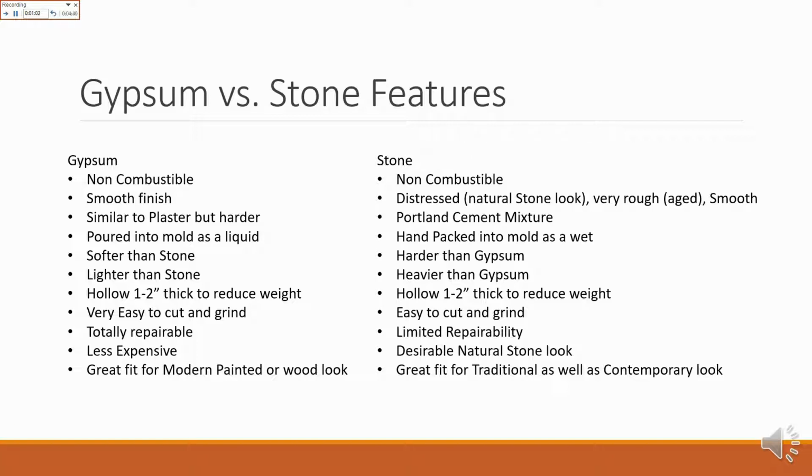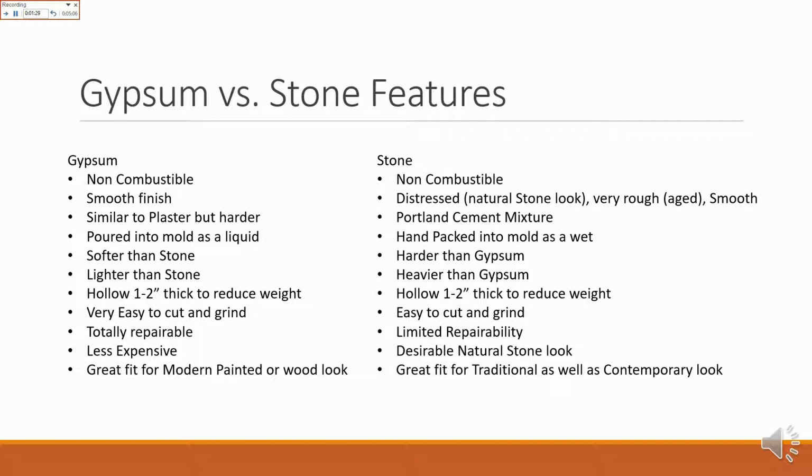So the gypsum is poured into the mold as a liquid with the fiberglass already in it, and the stone is a hand-packed, wet mixture, and the harder they press on it and the more consistent they press on it, the smaller the distress marks. No one knows what it's going to look like until it's taken out of the mold, so each piece is different. Each piece is unique because they're hand-packed from the back side.